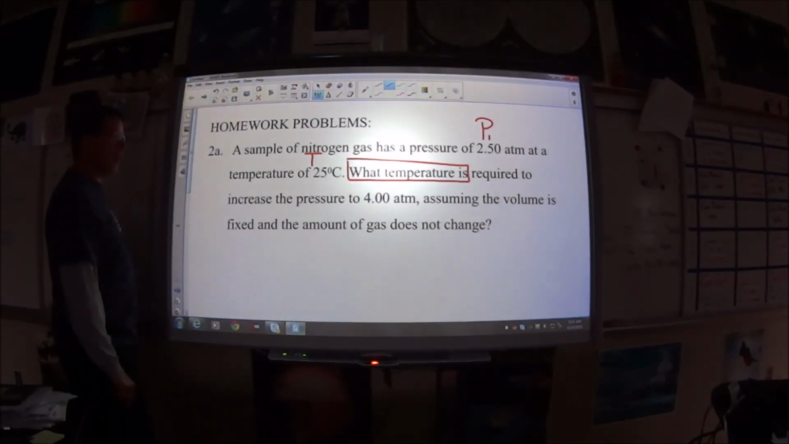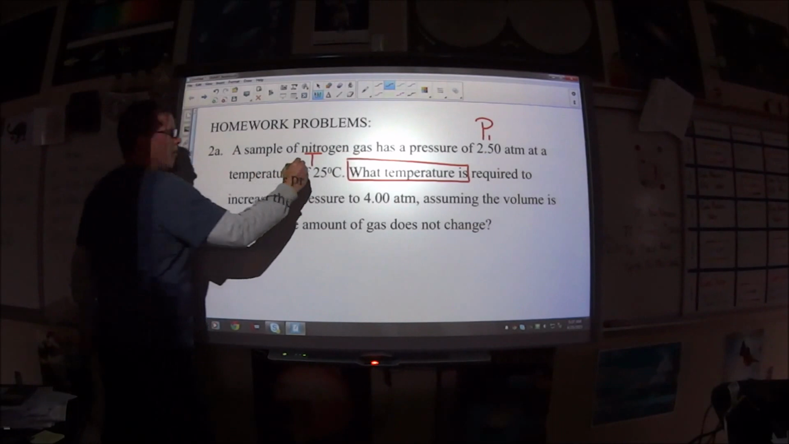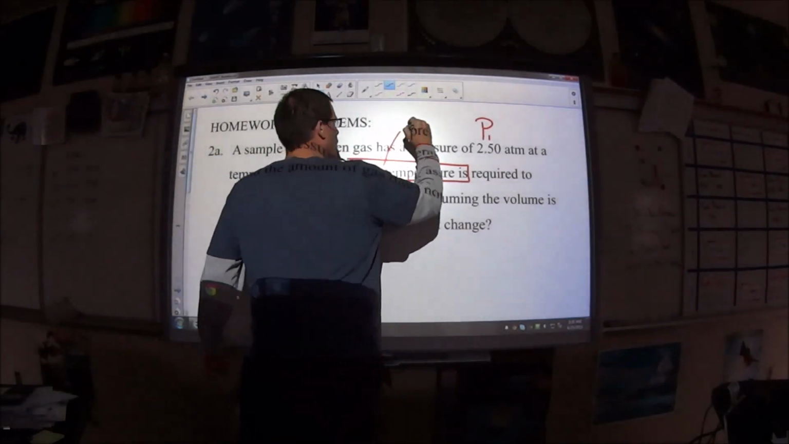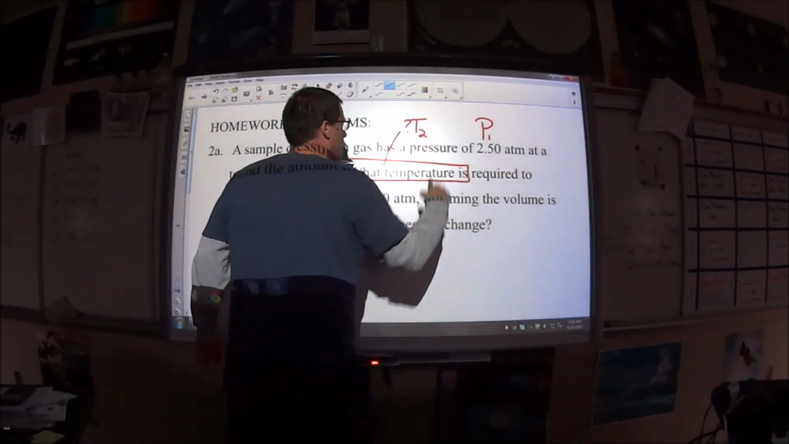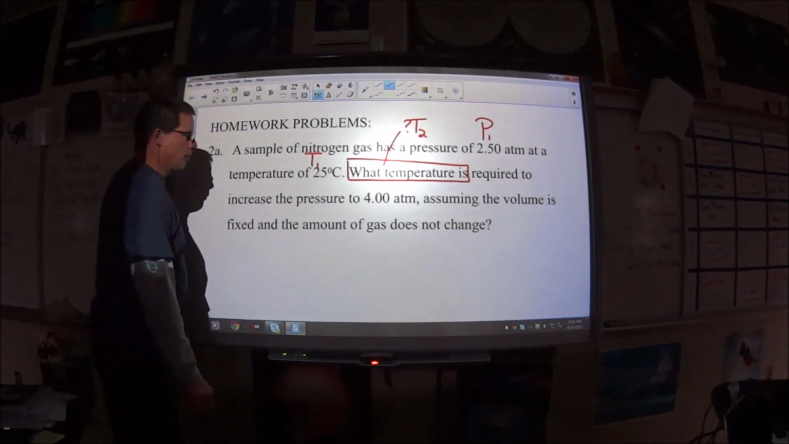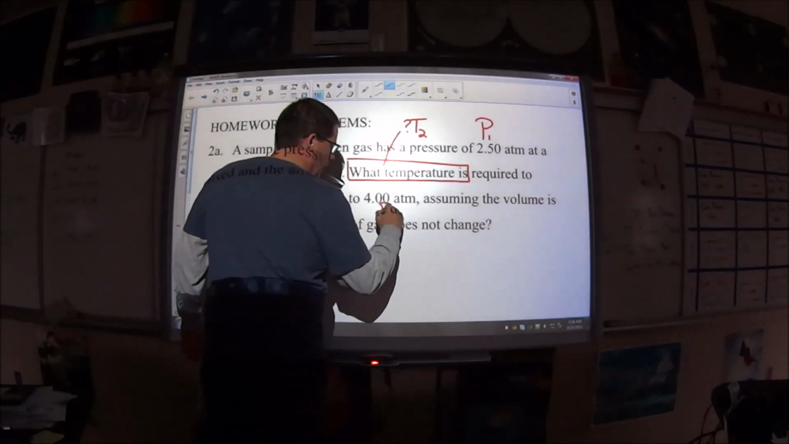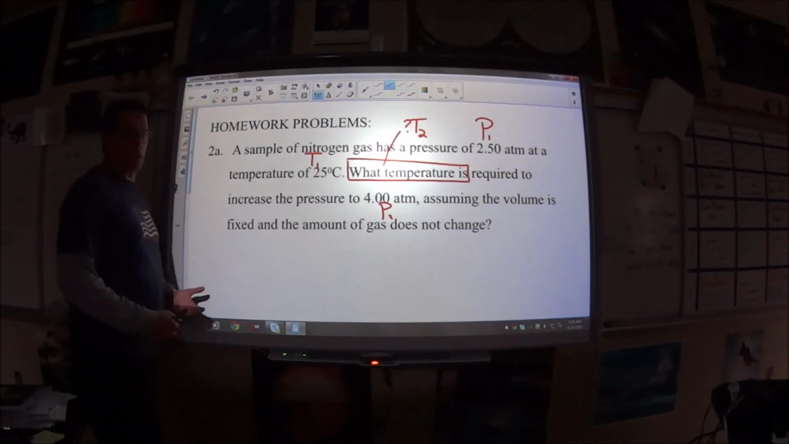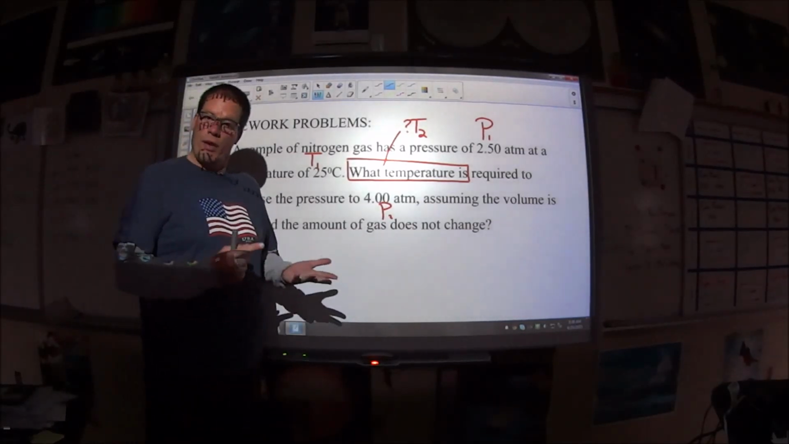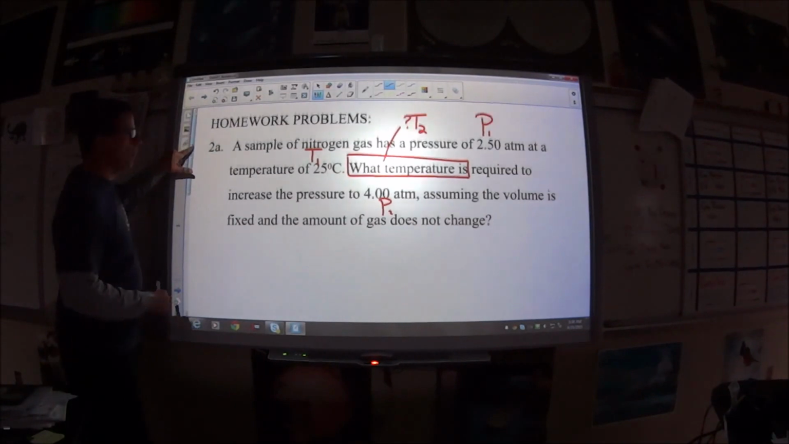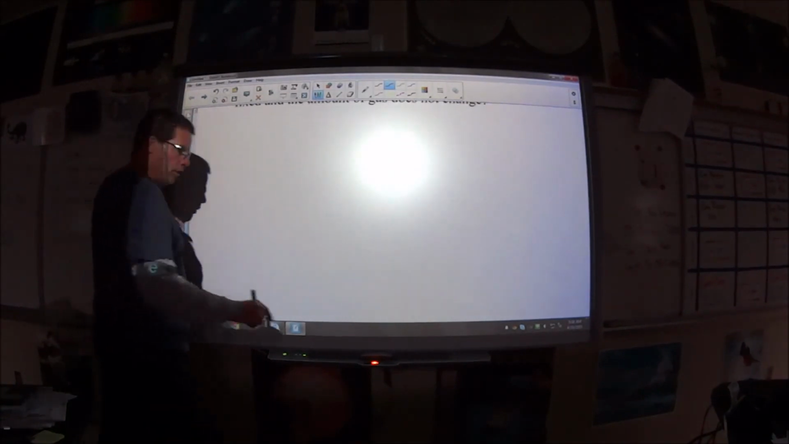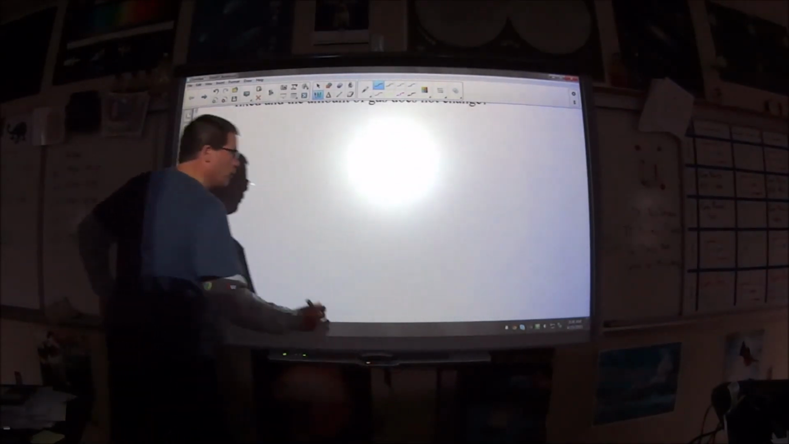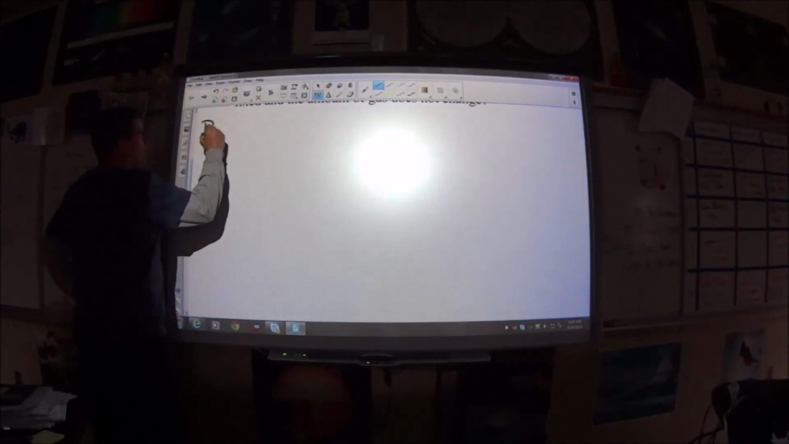It says we're looking for the final temperature, so there's our T2 that we're looking for. Required to increase the pressure to 4 atmospheres, so P2. Assuming the volume and the amount of gas does not change, so N and V are fixed or remain the same. You don't have to do this, but it's probably not a bad idea to write down all the variables that you know.